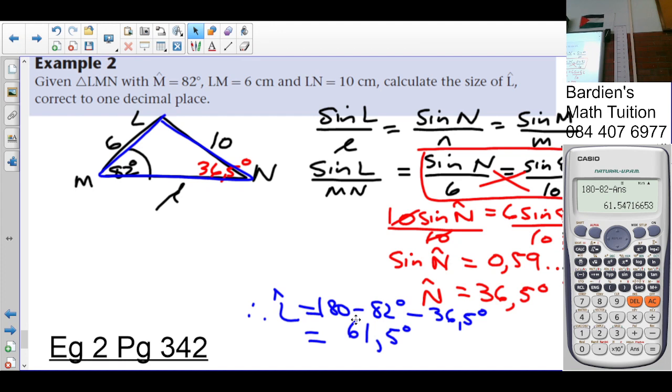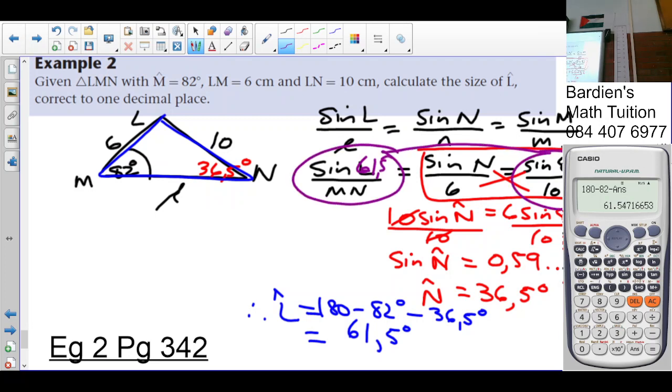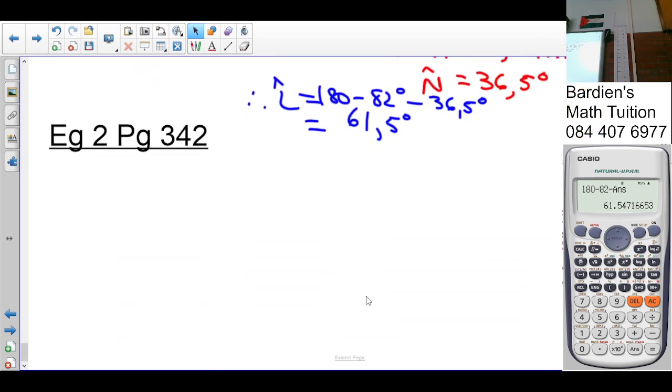If it asks you to calculate lowercase l or MN, just use again that rule here. Because right now we got this to be 61.5, and then I can just go with this here, link it to that one, and you can calculate MN or lowercase l. But that wasn't the question, so I'm not going to do it here. People, you guys understand? Any confusion? No?